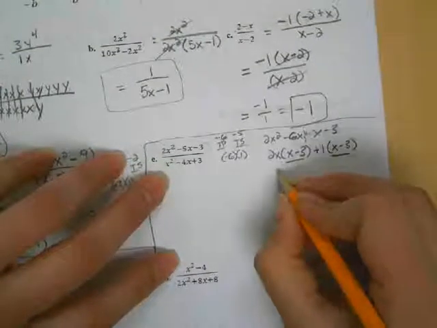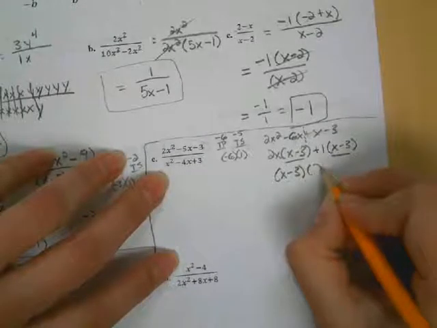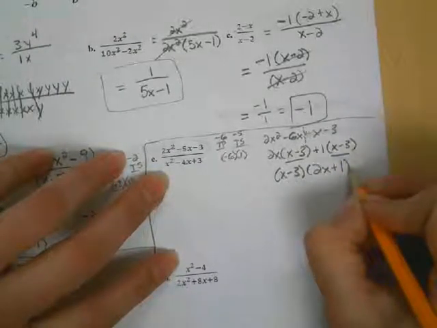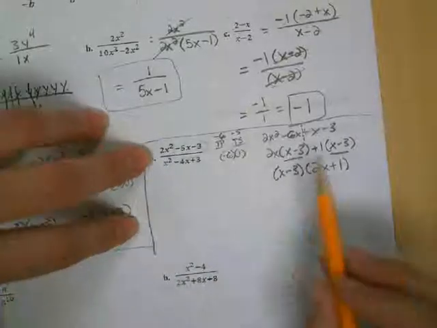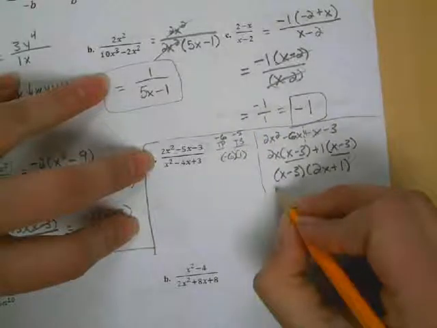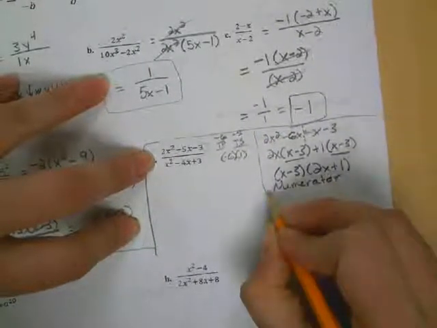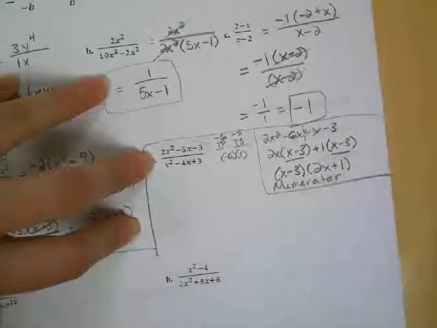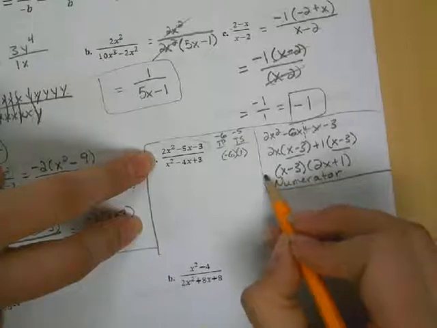I get x minus 3 and 2x plus 1. X minus 3, 2x plus 1. Okay, so this is the top factor. This right here is all numerator. All of this is the numerator. Okay, and I'm going to go ahead and label that, and I'm going to leave it. This is my factored numerator, so that's part of it I need.